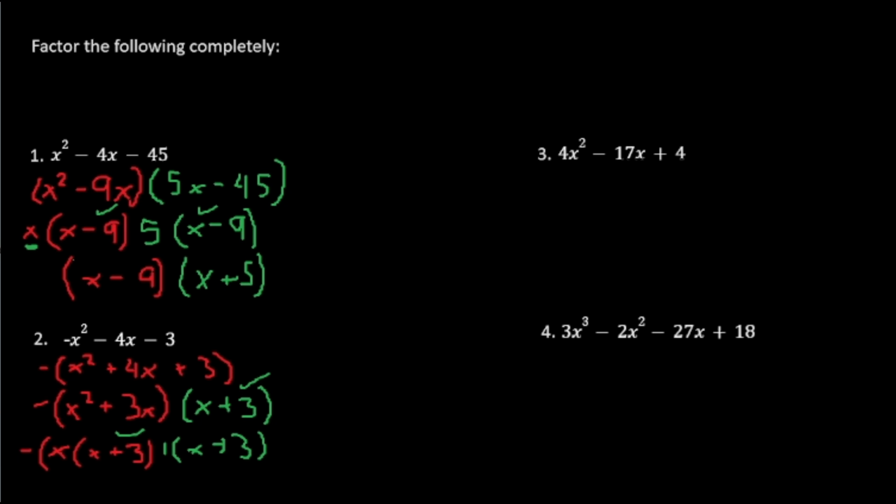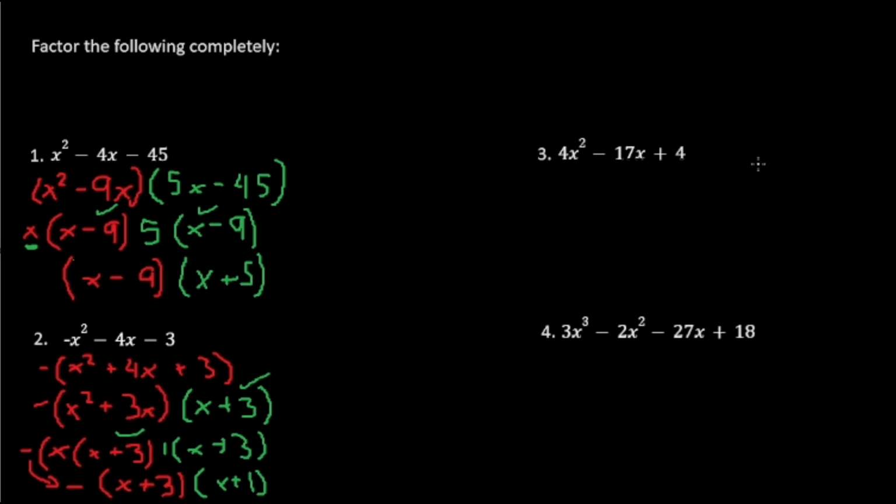So our final answer here is just going to be negative, bring down the negative 1, don't forget that, and then x plus 3, and then we're going to do x plus 1. There you go. That's your final factorization. So over here now, let's see if you can do this one on your own.